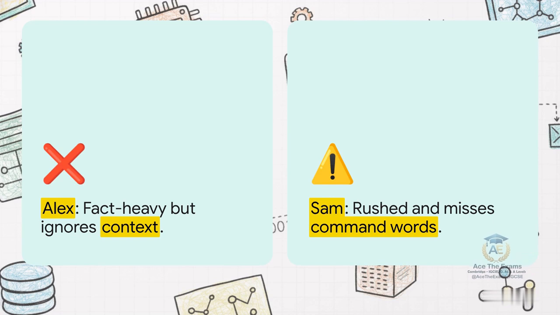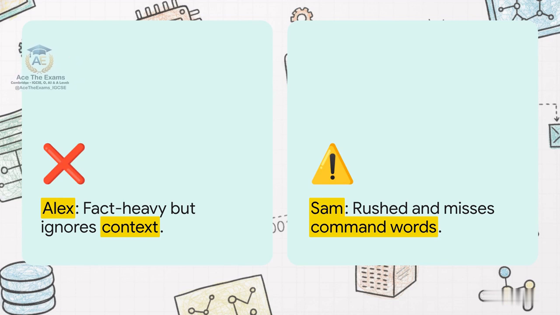Consider this actual past paper question we see here on induction loops. Let's look at two typical students. First, we have Alex. Now, Alex overloads the page with raw facts about electromagnetic fields, writing paragraphs of physics theory, but provides absolutely zero context. There is no application to the scenario actually given in the prompt. The result? A total loss of marks, red ink everywhere.